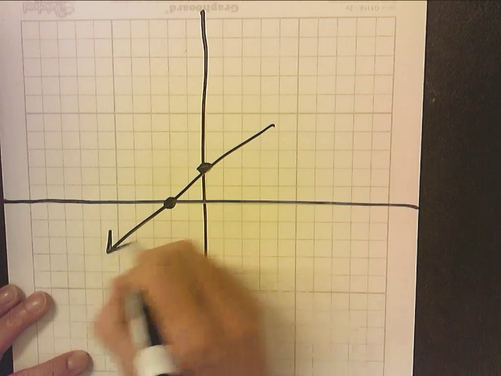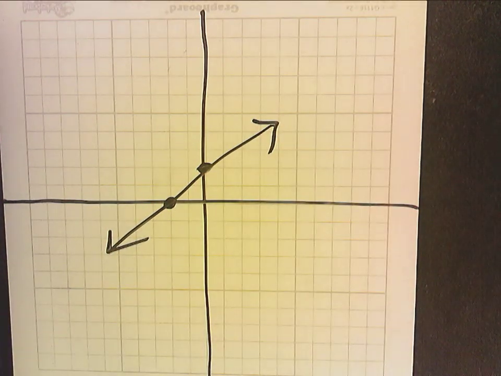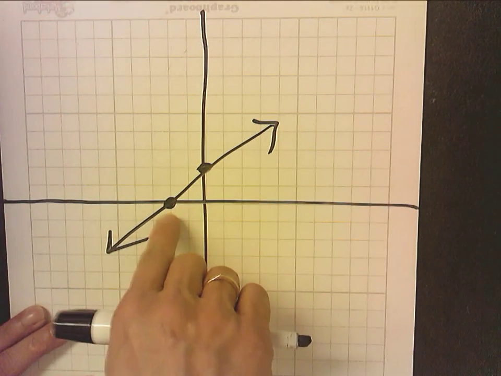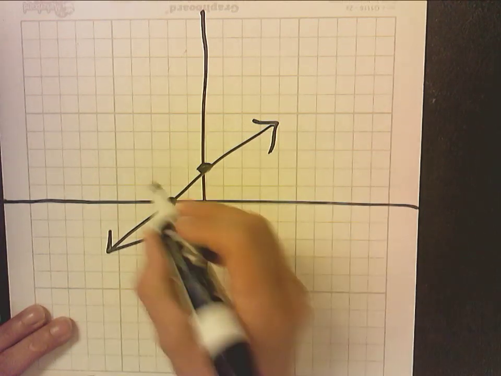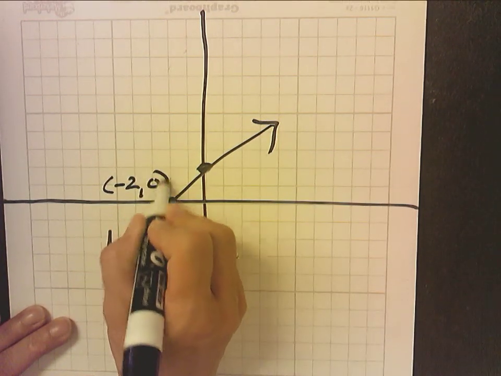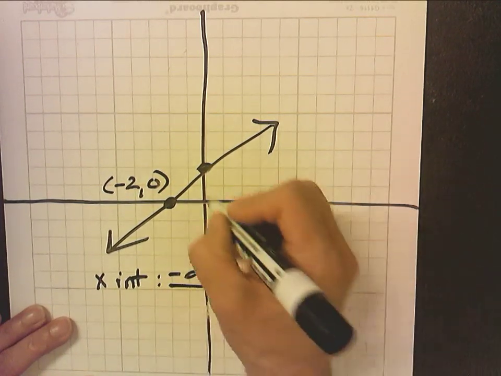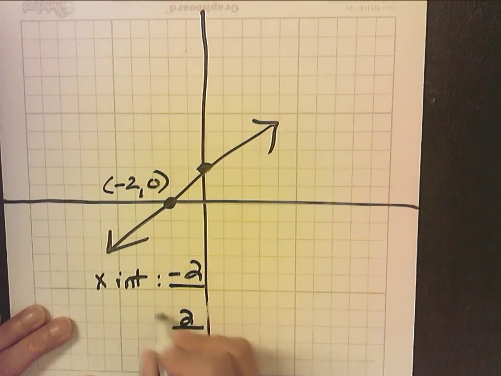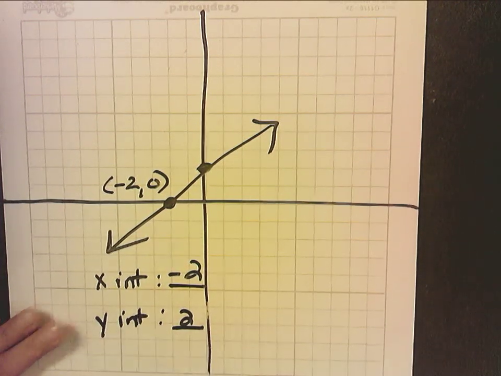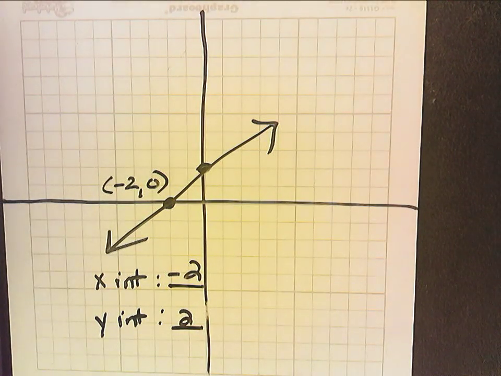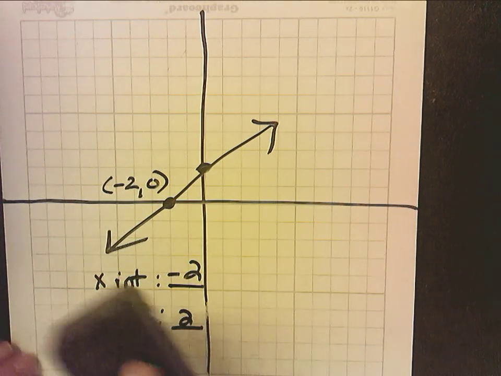So here, where do they cross? Well, it crosses the x-axis at (negative 2, 0). So the x-intercept is negative 2. It crosses the y-axis at 2. So the y-intercept is 2. Okay? So you fill that in. And then try checkpoint 3 and 4 on your own. Stop the video, start it again when you're done.